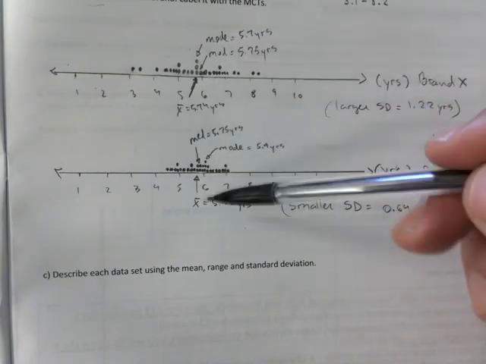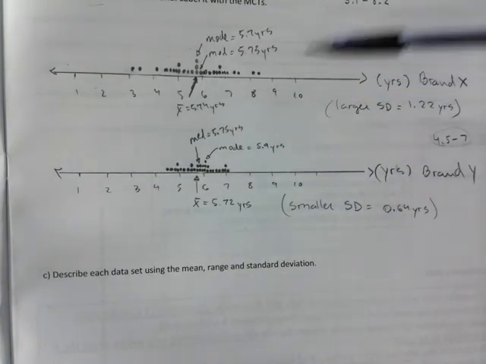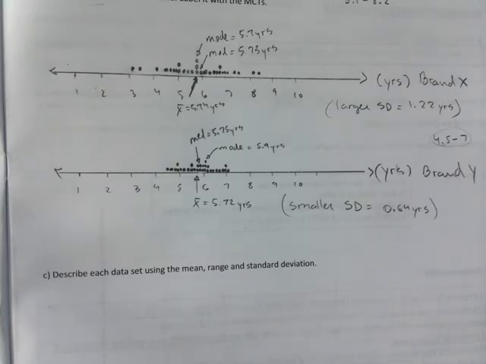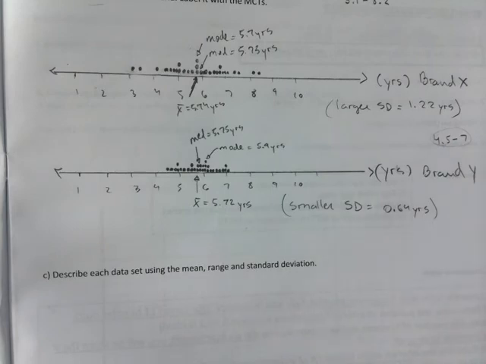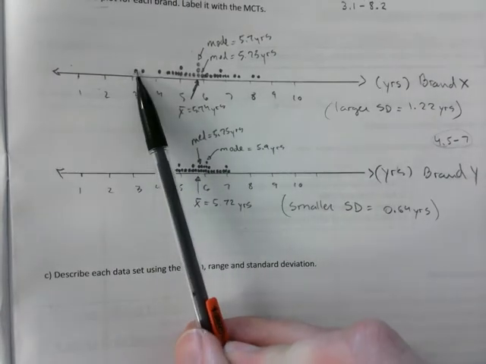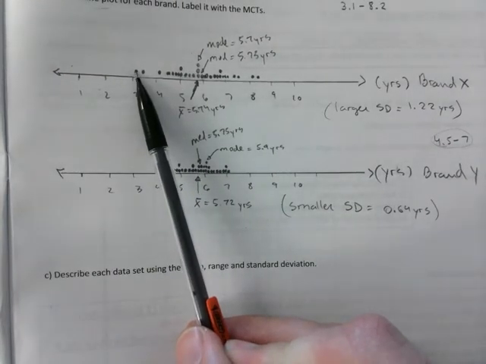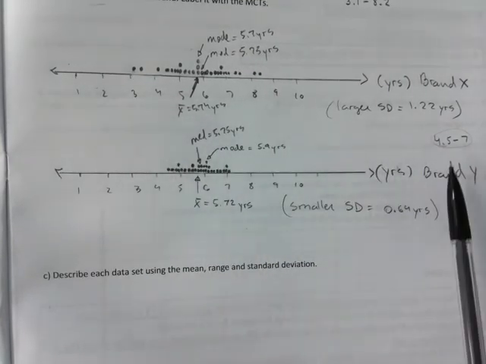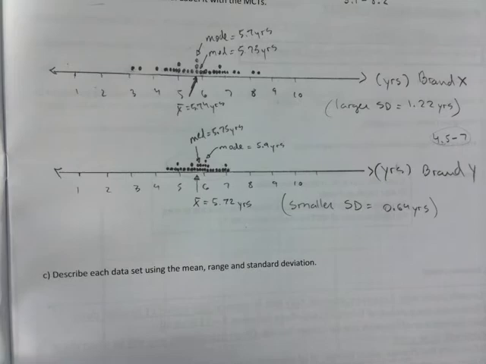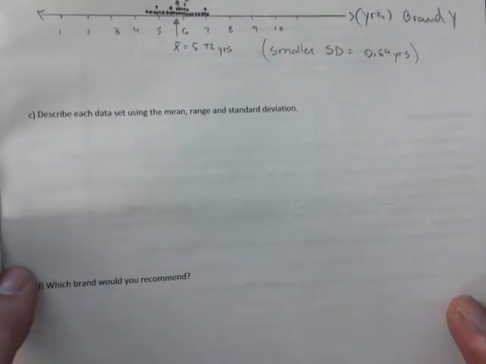Okay, so which company would you want to buy a battery from, if price was not an issue? If price is not an issue, then you should say this one, right? Because you're not going to have a battery that lasts only 3 years, right? In this case, you don't go as low as 3, you go as low as 4.5, right? So it's better. Consistency is better most of the time.